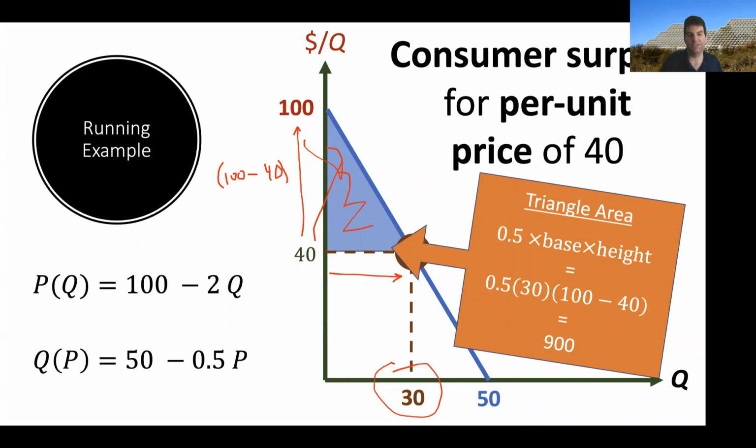And that's going to just be 1/2 times 30, which is this distance here. And then the height is 100 minus 40, which is 60. So the consumer surplus is 1/2 times 30 times 60, which is 900. And that's the area of that. And if you need a unit for that, that's $900. So effectively, I have benefited $900 worth by buying these green balls.